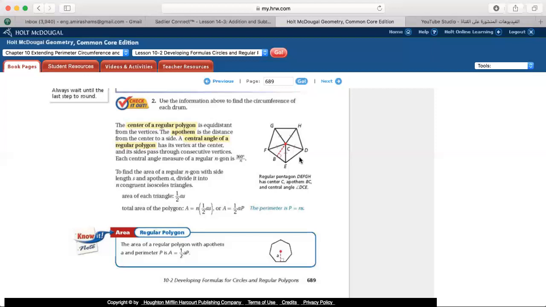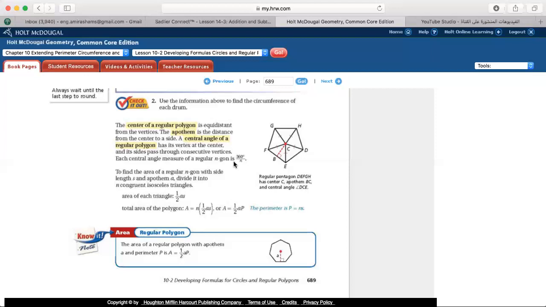Each central angle measure of a regular n-gon is 360 over n. N is the number of sides of the polygon that I have. So the central angle is 360 over n in the regular polygon, because in the regular polygon all these angles here are equal. So if I want to know only one angle, this angle is 360 over the number of sides, so 360 over n.